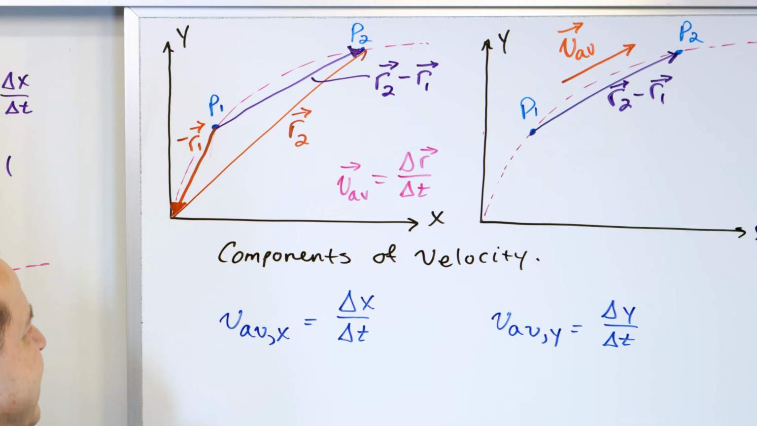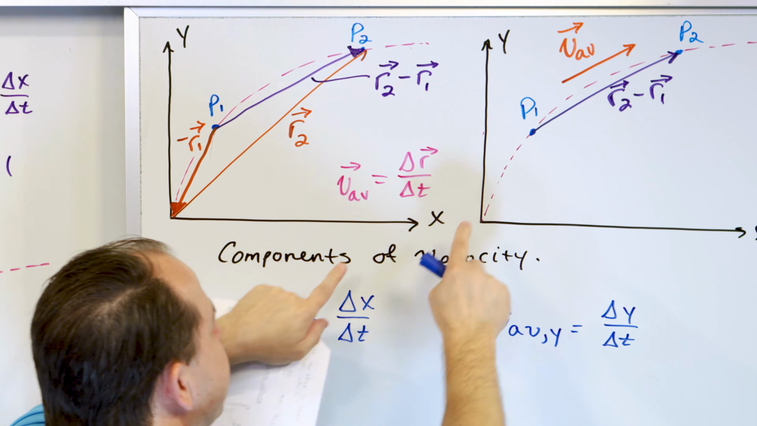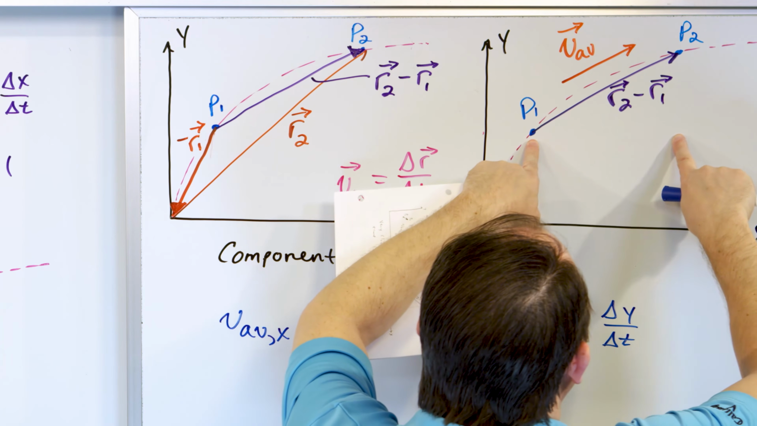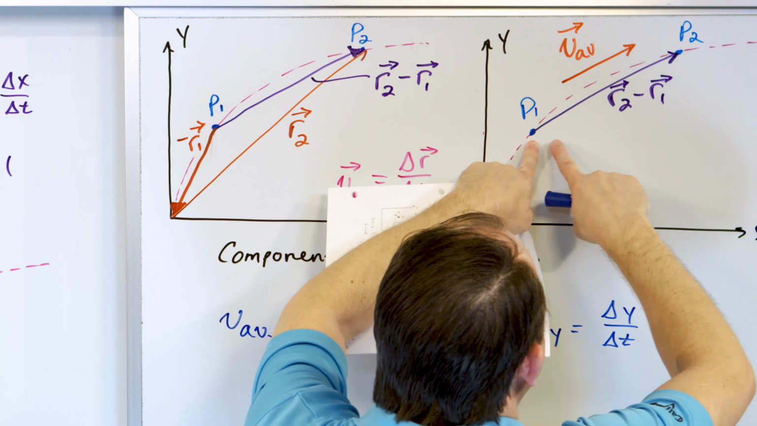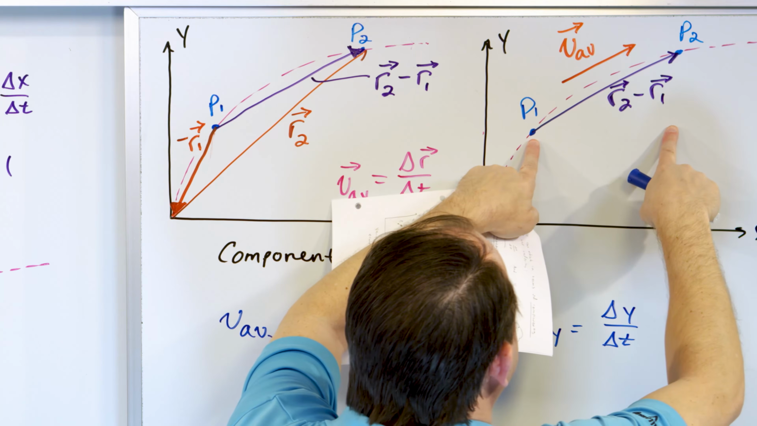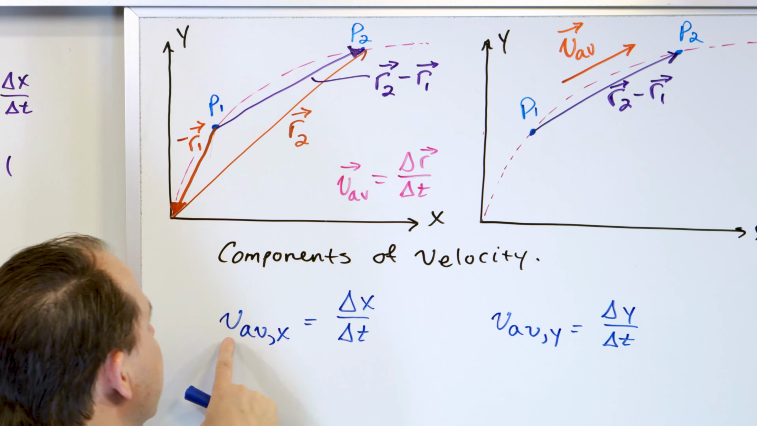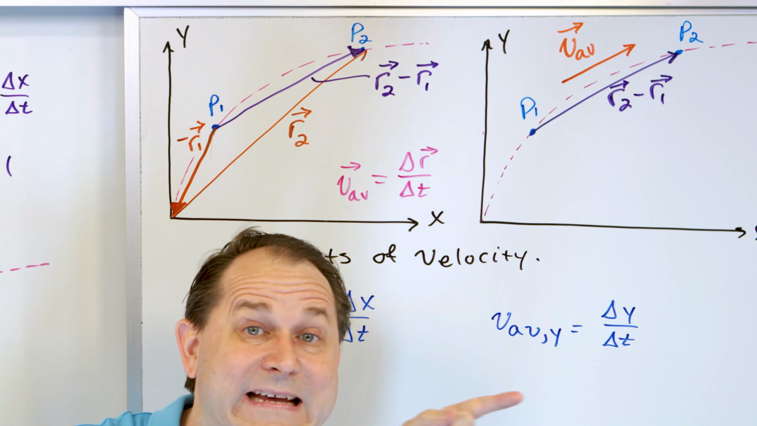But you can break this down and say, okay, you can consider the average velocity in the x direction to be how far did it go only in the x direction. Notice that if the ball travels along this path, it only went this far in the x direction. That would go here. Then you would divide by time. That would be the average velocity only in the x direction.